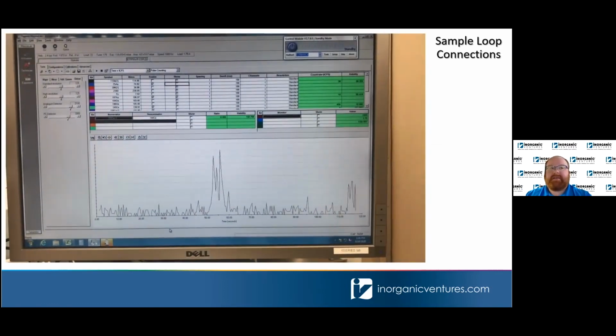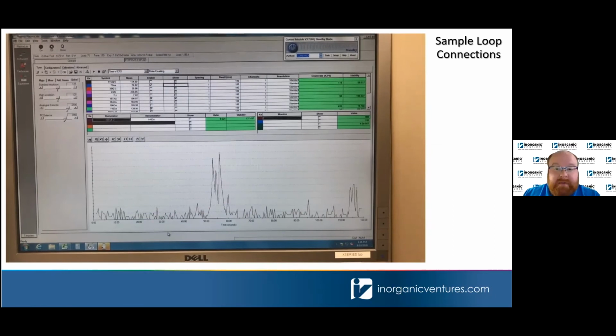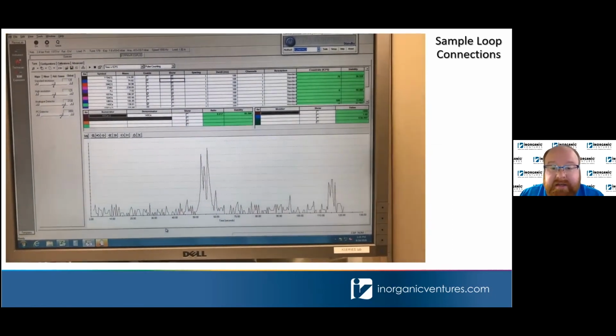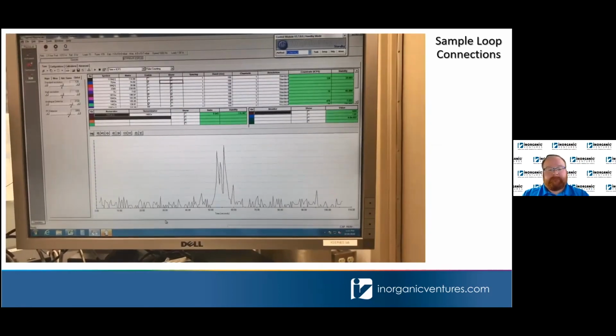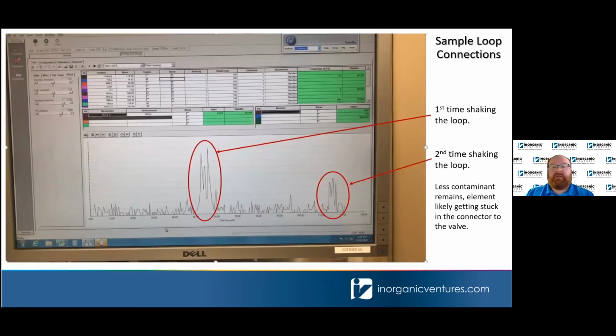I actually got some extra signal, so I don't know which element this is. It looks like it might be arsenic or cerium, but when you look at, I shook it twice. You just saw me shake it the second time. The first time I shook it, there was some high signal here, showing that something was left behind and I shook something loose. Second time, it wasn't as severe. So there's less contaminant left behind.